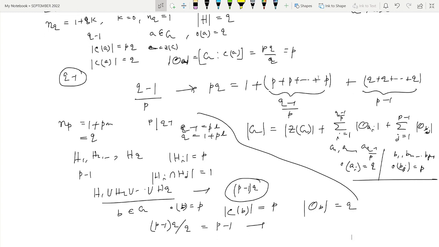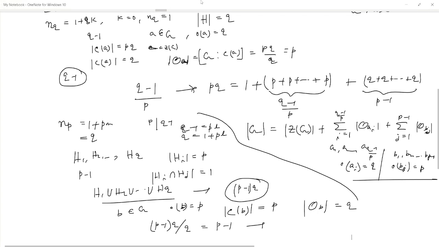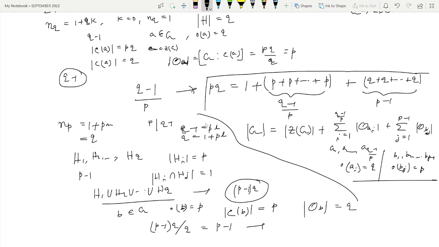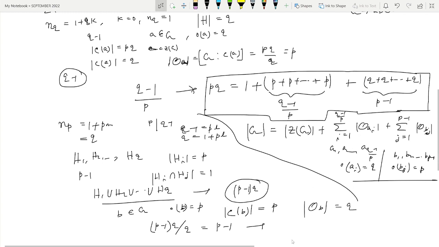So now this is the class equation. This is a very important result for any group of order PQ where P and Q are primes and P divides Q minus 1. We also saw how this class equation came, the sketch of the proof, and now let us examine that for option 1 and option 3.